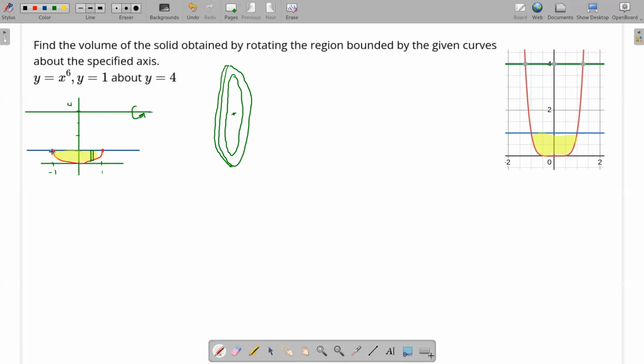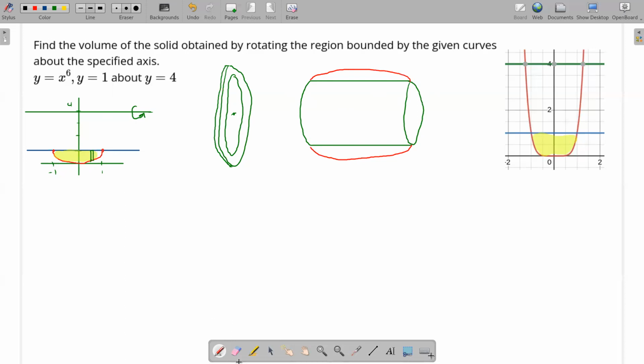Well, the inside of it is this blue line spinning about the axis of the green line. So that's going to just give me a cylinder. So let's just draw a cylinder. That's going to be the inside of this shape. And the outside of the shape is this curve, kind of padding around the outside. So that's going to be something like this around the outside.